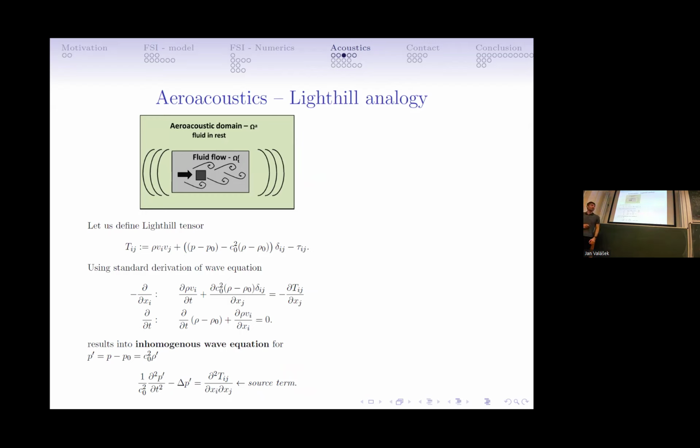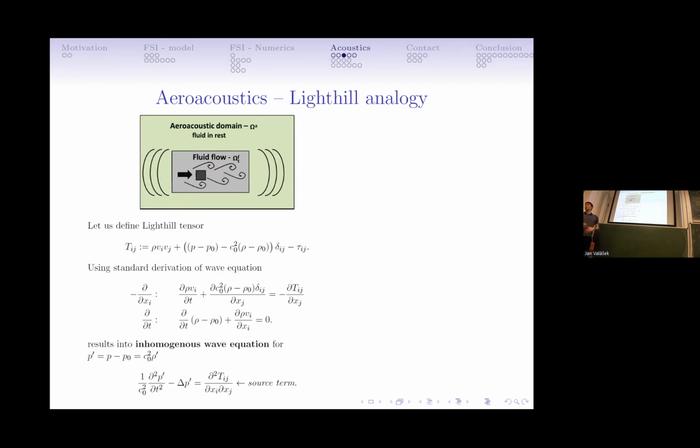One is the Lighthill analogy, and the basic setting is such that we have some domain where there is a fluid flow with quite big gradients and significant velocities, and as the flow moves around this obstacle, it creates sound, and this sound is further propagated also to the bigger domain. We call it the aeroacoustic domain, where the fluid is more or less at rest. And how to describe these two situations?